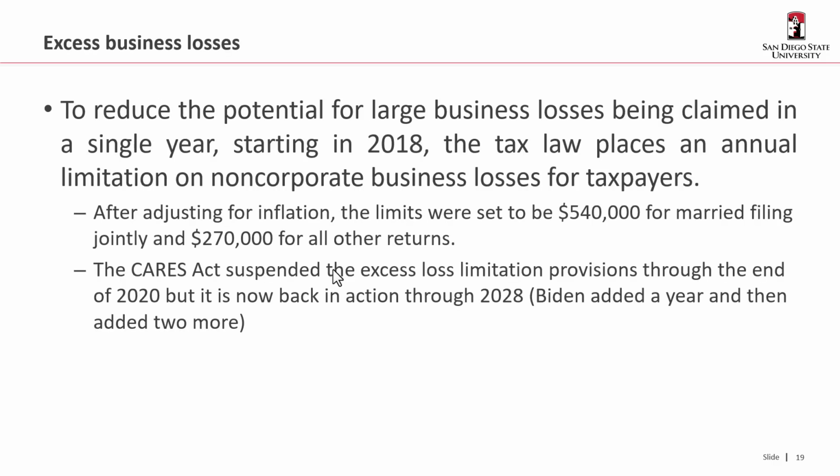All right, there's another provision for excess business losses. So this is basically to try to reduce large business losses being claimed by non-corporate taxpayers. So it effectively just puts a limitation. So adjusting for inflation, 2022 limits were $540,000 for married filing joint, $270,000 for all other returns. And what would happen is it was supposed to end in 2025. So if you incurred a giant business loss, it would be limited to those amounts in any particular year.